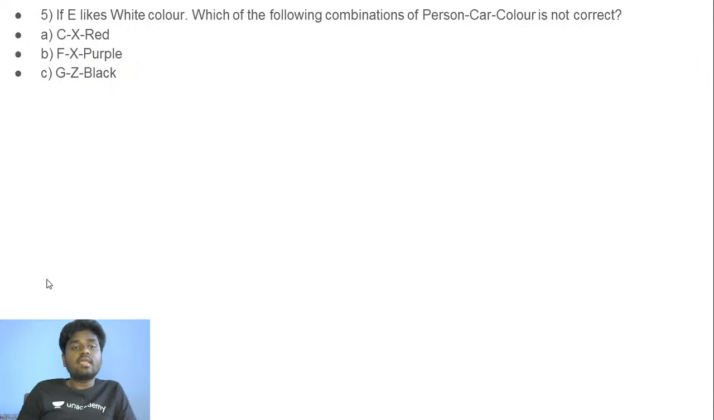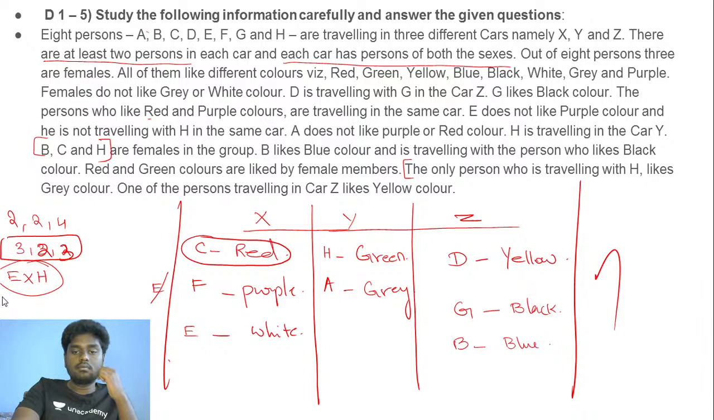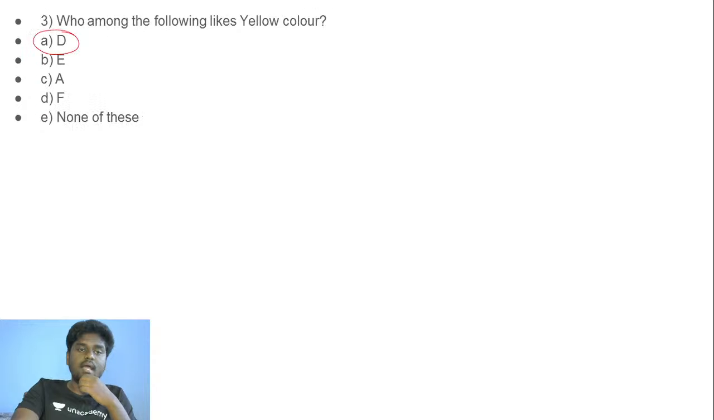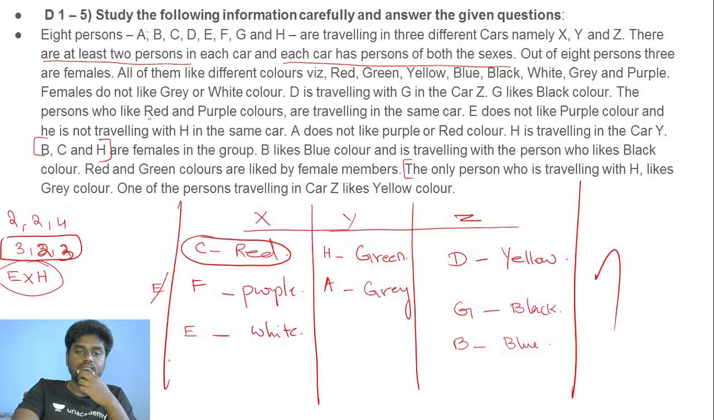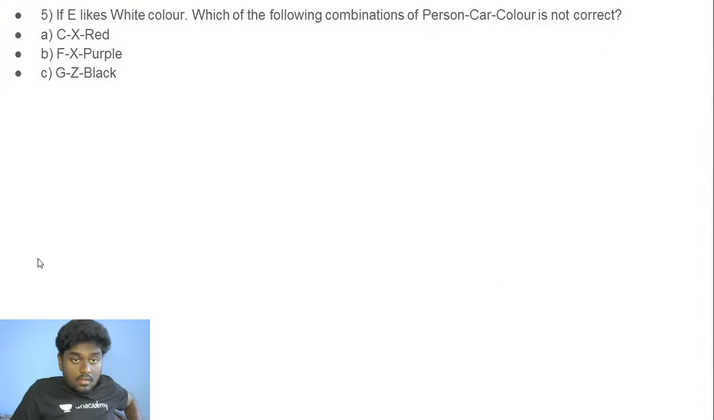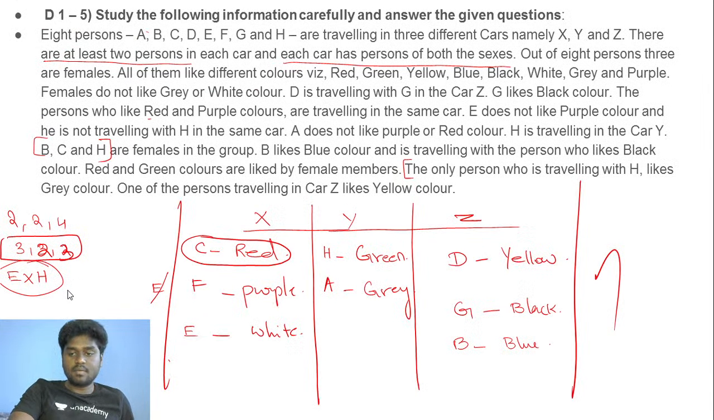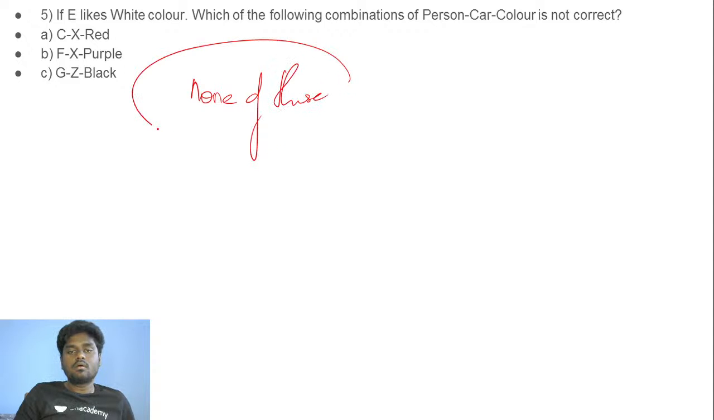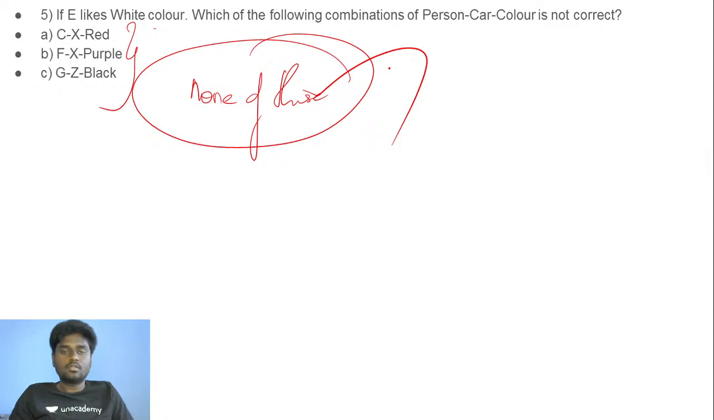And the last question, if E likes white color, which of the following combinations of person, car, color is not correct? Okay, so it's gonna be what then? CX red, FX purple, and GZ black. So if you see this, GZ black is fine, CX red is fine, FX purple is also fine. So all the given options are true. So definitely I would say none of these. So all the given combinations are absolutely true. So the answer for the last question is gonna be none of these.